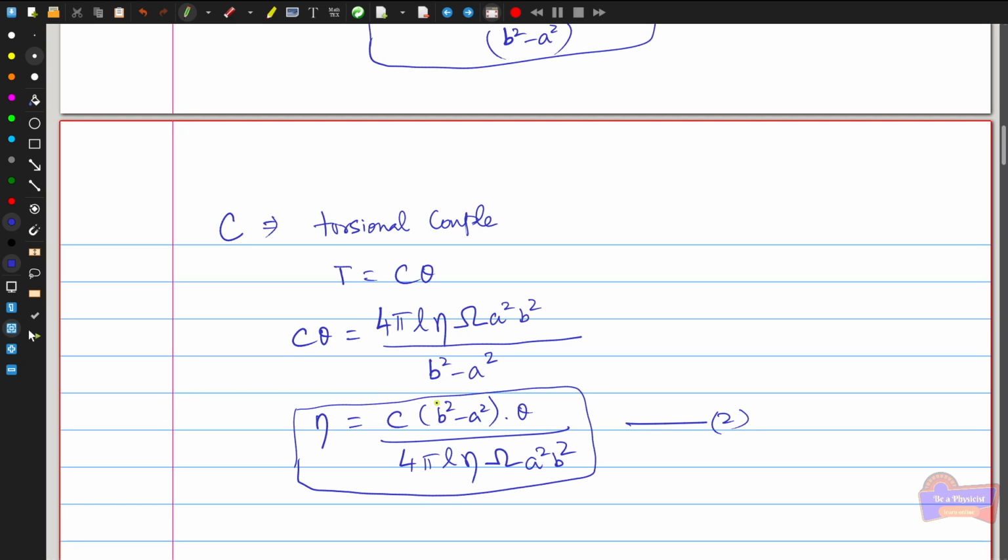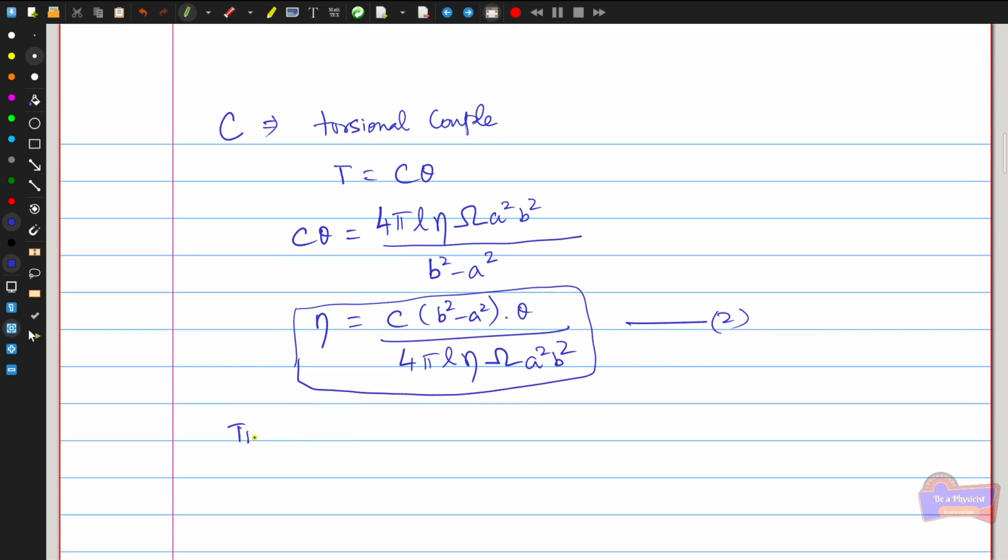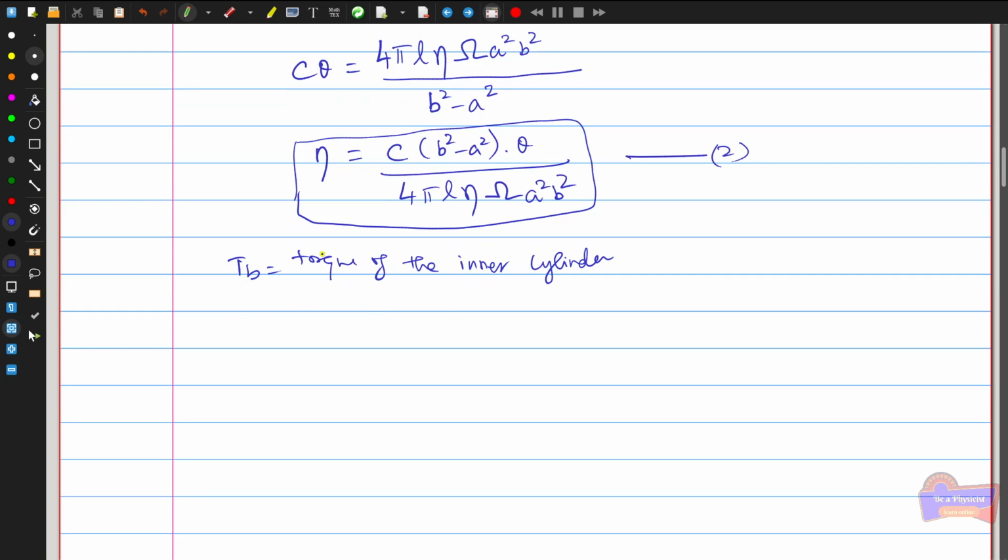Okay, so in the case which we have discussed here, we have not taken into account the torque on the base of the inner cylinder, because this torque not only depends upon the radius of the cylinders A and B, but also depends upon the distance between the two bases of the two different cylinders. Suppose I consider the torque of the inner cylinder to be taken as TB.